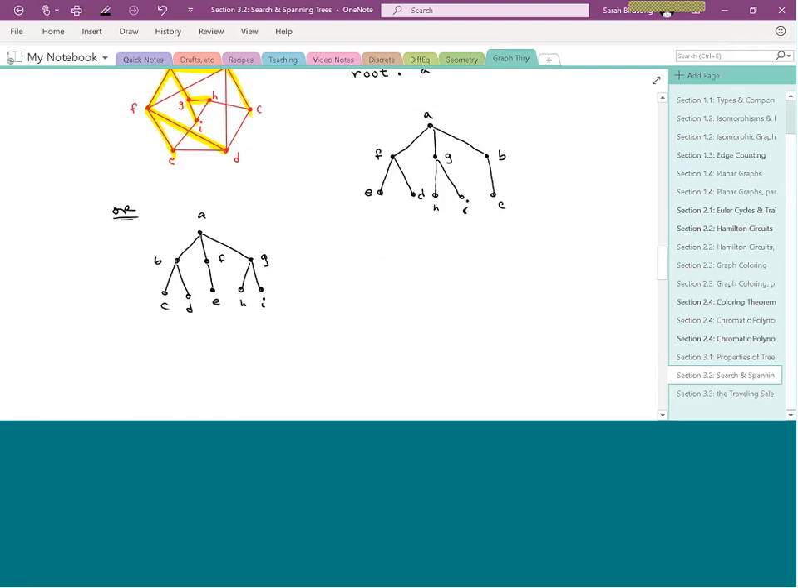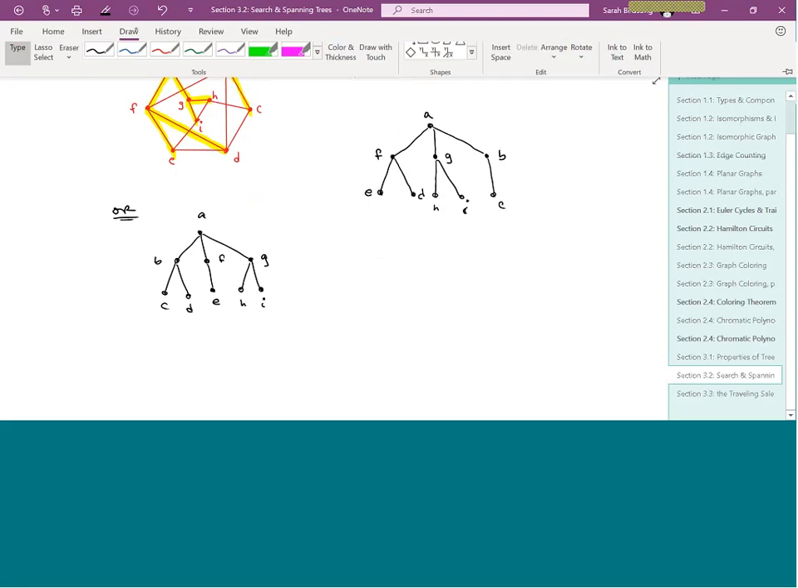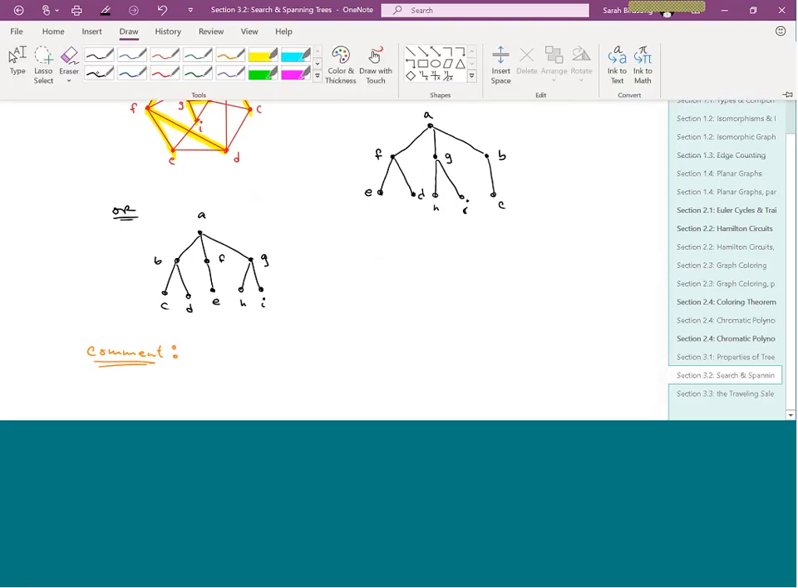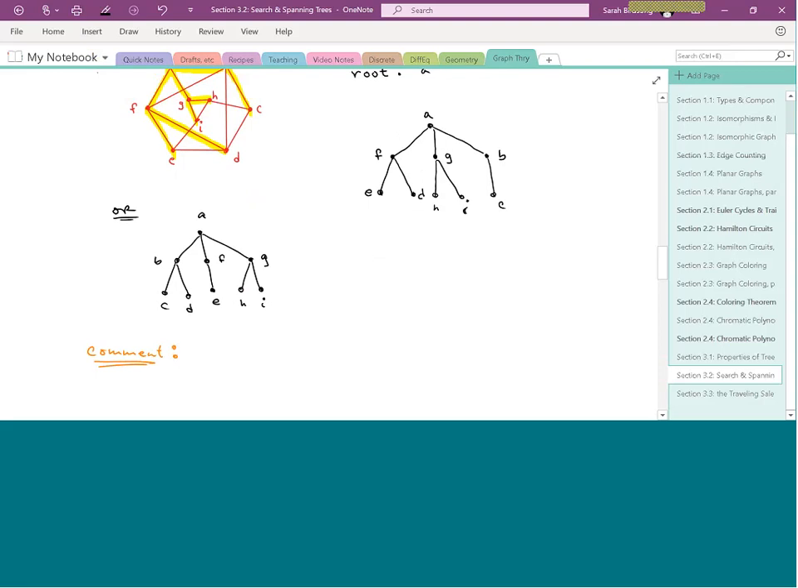So let me write some of those comments down. And let me put a different color so it's easy to spot. So comment. Your height, and this we said a little bit ago, of the breadth first spanning tree is always less than or equal to the height of the depth first.